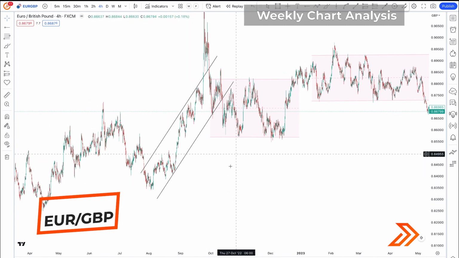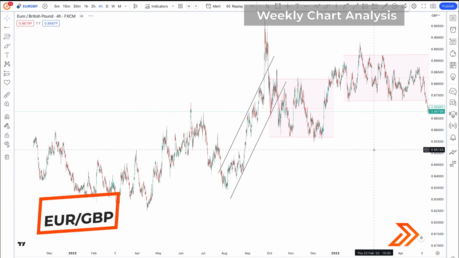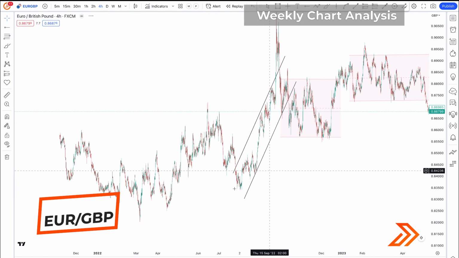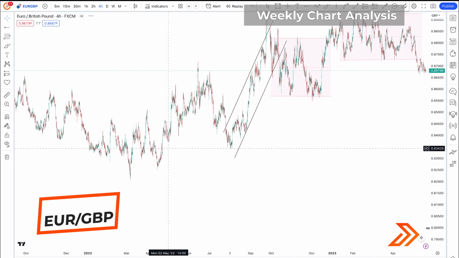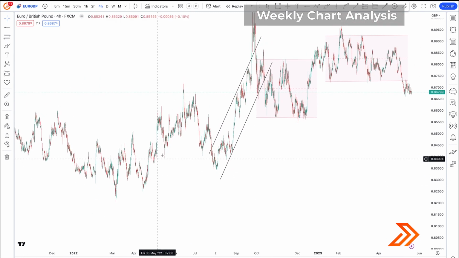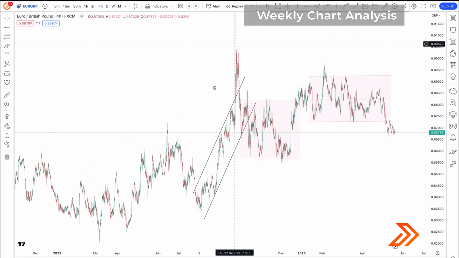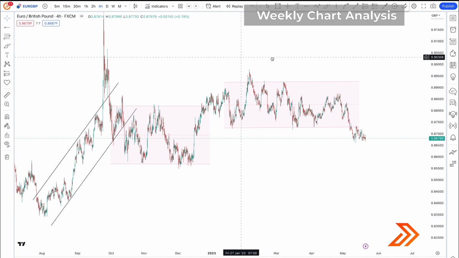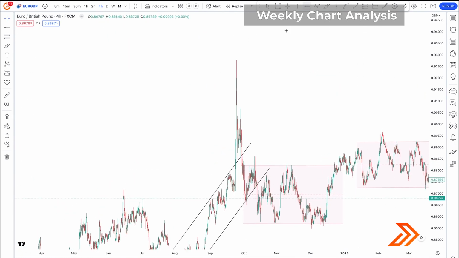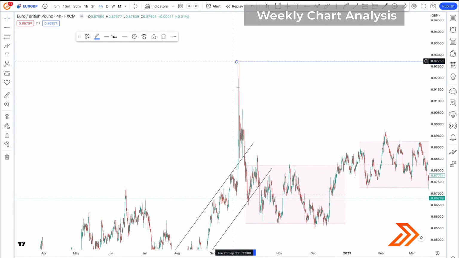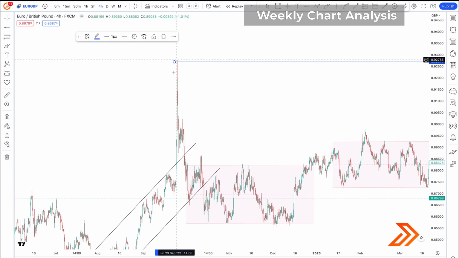Euro GBP, the Euro pounds. So if you guys notice here, Euro pounds has been on a major uptrend. The trend has been more bullish on Euro pounds. It's been moving from this zone up to this zone, and this is the high here on Euro GBP that we have here. So this is the high here, and this was a long week on Euro GBP.